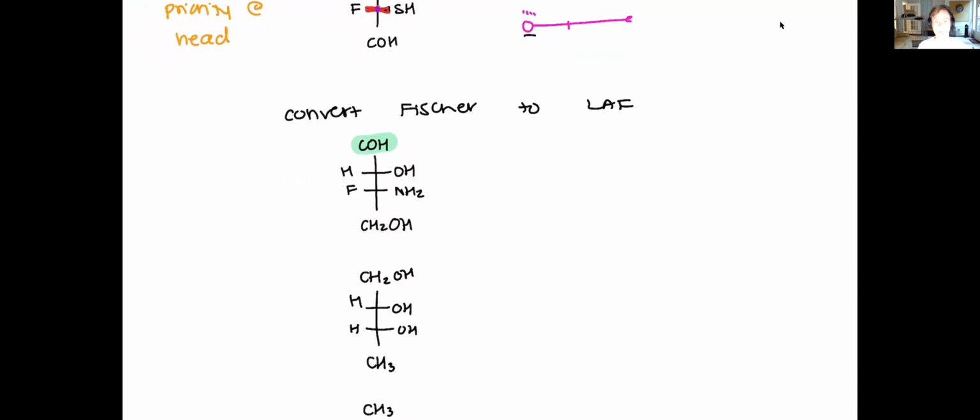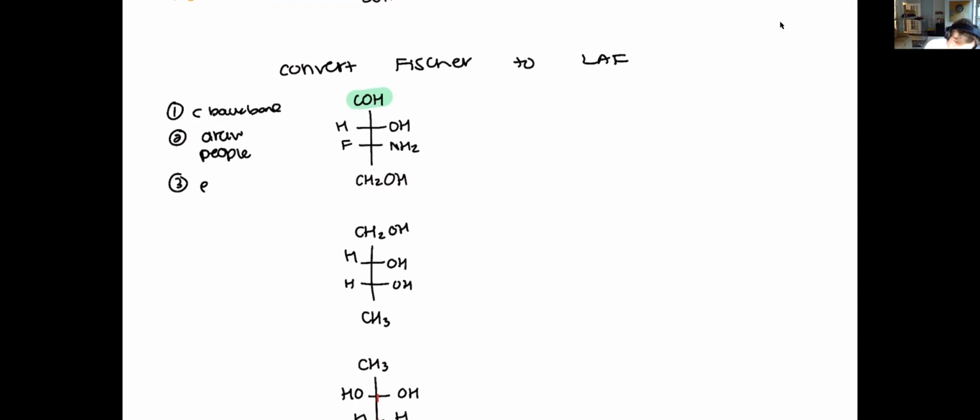So enough of that. In order to convert Fischer to line angle, I always draw the carbon backbone first, and then I draw my people, and then I go ahead and evaluate the substituents. I also want to note that with Fischer projections, I've seen a lot of different ways that you can do it. So if using the people perspective doesn't work out, maybe go on YouTube and find how they explain it, because there are multiple different ways you can think about this. You just have to do whatever works for you.